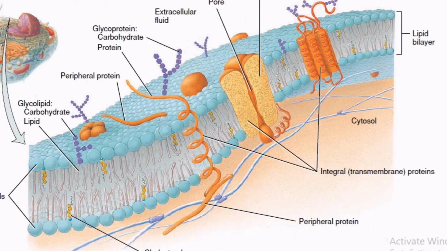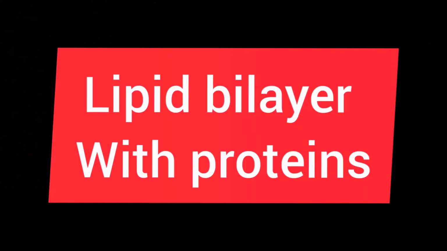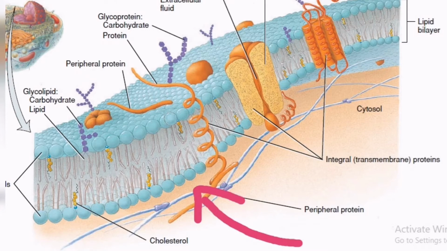Okay. Next, the plasma membrane is a lipid bilayer with protein. That is, it is made up of both lipids and proteins. This is the detailed image of the plasma membrane. The sky blue colored arrangement in this picture is lipids. They are arranged in a specific manner, that is, two opposite layers. That is lipid bilayer. Bilayer means two layers. They are arranged as two layers facing opposite.